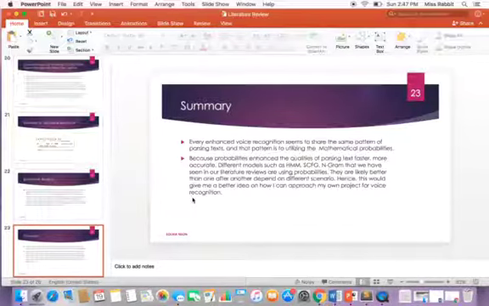And different models such as HMM, SCFG, N-gram that we have seen in our literature review are using probabilities. They are likely better than one another depending on different scenarios. Hence, this would give me a better idea on how I can approach my own project for voice recognition.